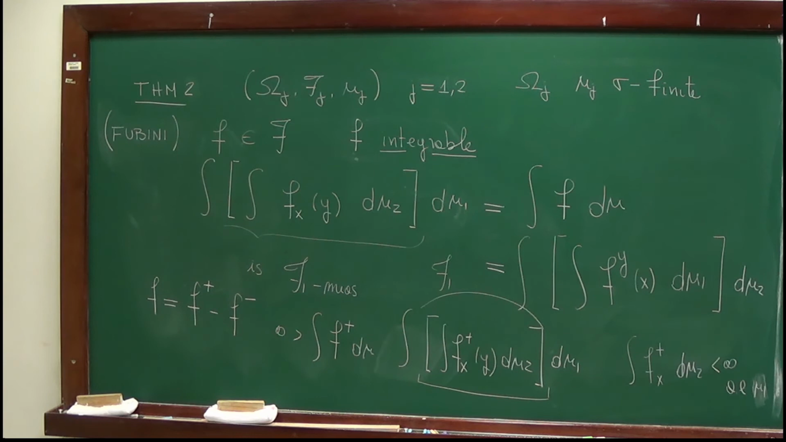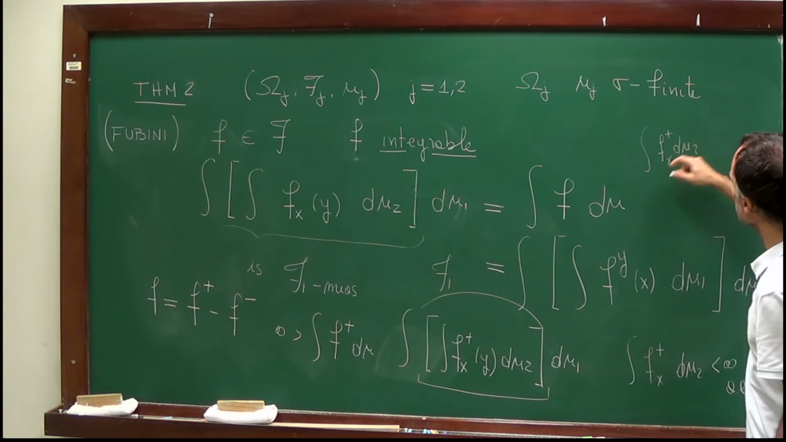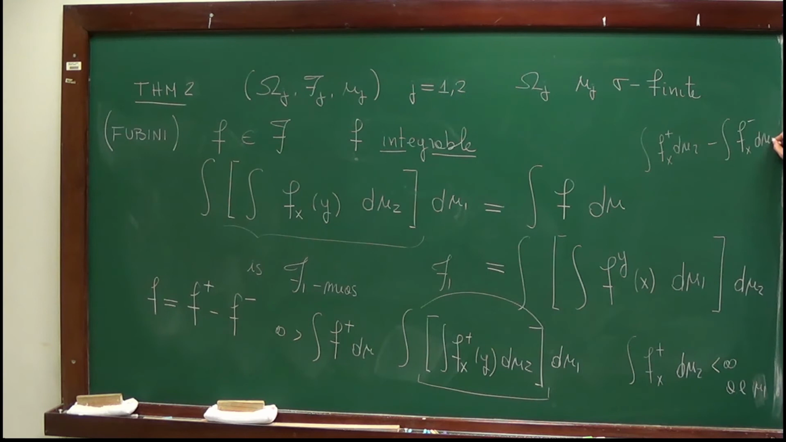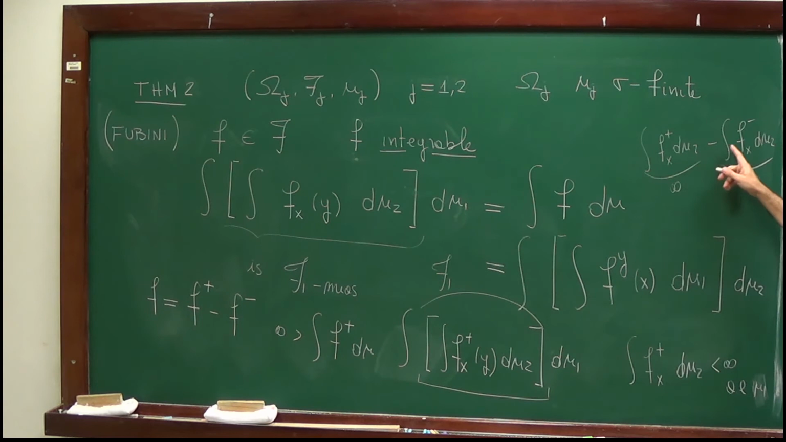And the same thing can be argued with respect to f minus. The problem is that this integral can be equal to plus infinity at a point at which the f minus is also plus infinity, and in that case I will not be able to define this integral minus that one. It might happen that there exists an x for which this one is equal to plus infinity and that one is equal to plus infinity, and therefore I will not be able to give a sense to this difference, and I would like to give a sense to this difference in order to make the integral of f(x) with respect to mu2 appear in this identity.